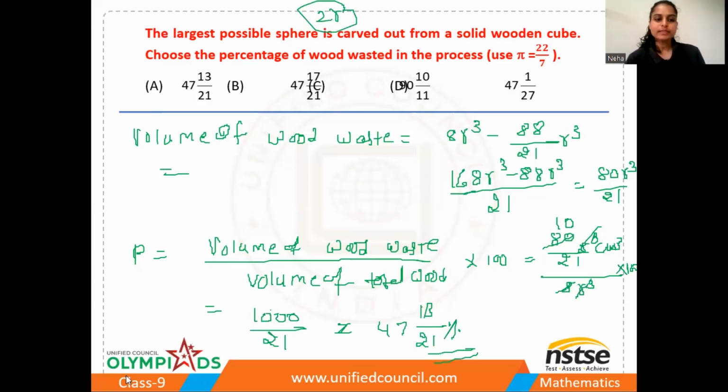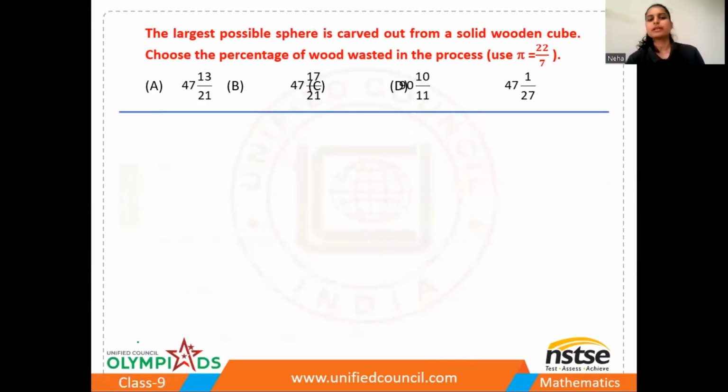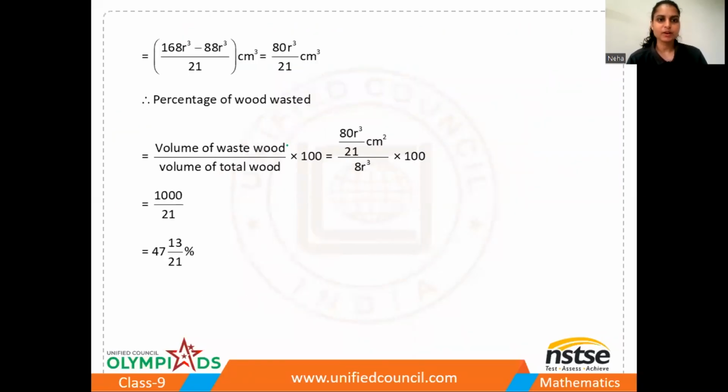So in mensuration questions, there are some calculations, but they are not very difficult. Yes, this is the answer of the given question. Perfect. Now let me present the next question, students.